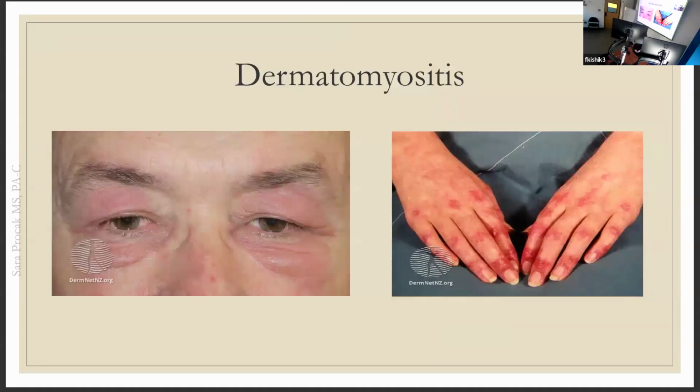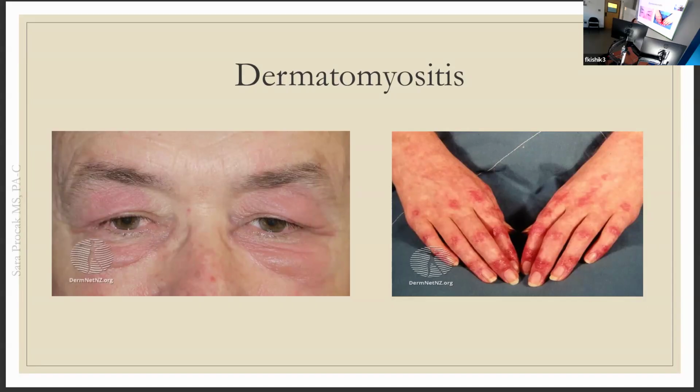Okay, dermatomyositis. This is going to be a condition that affects not only the skin, but also the skeletal muscles. And there are some classic lesions that you can see with this. One of which is a heliotrope, which is this violaceous coloration around the periorbital area. They're also going to have periorbital edema, so you can see their eyes look a little bit puffy underneath.